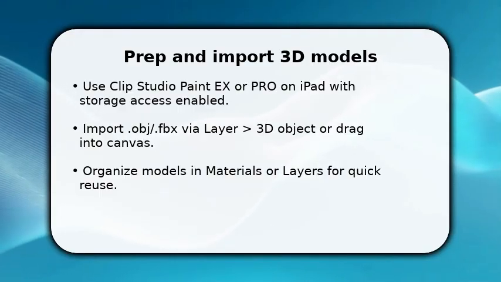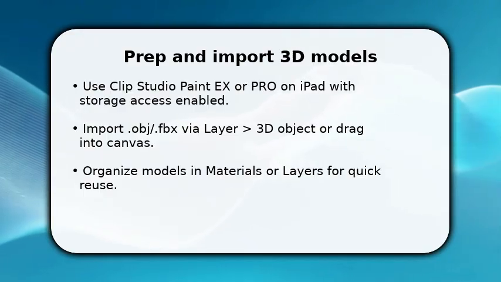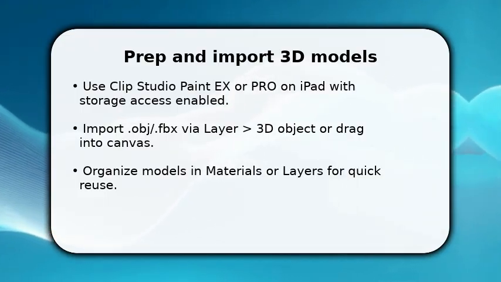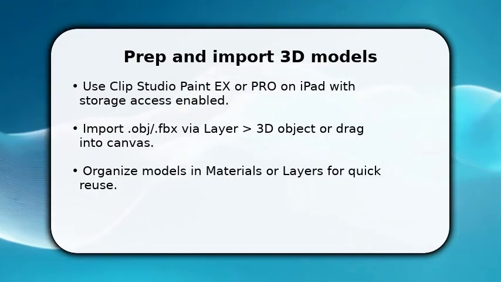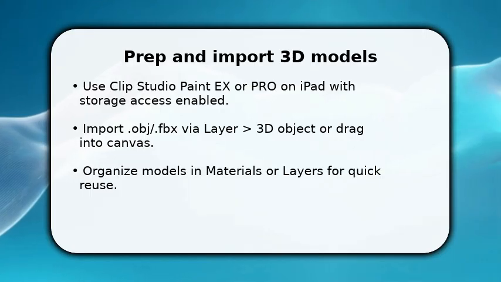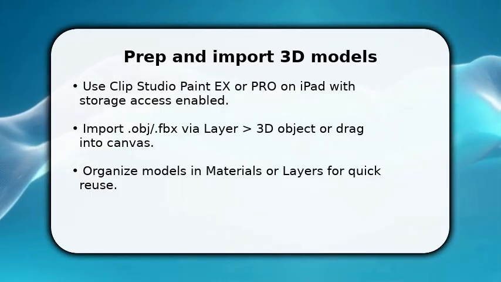You start by preparing the model and app permissions so nothing blocks the workflow. First, make sure Clip Studio has file access, and you save the 3D file to iCloud or local storage. This avoids import errors. Then import the model directly into the canvas using layer, 3D object, or drag and drop from files. Once done, immediately place the model on a new layer and name it so you can isolate and lock it while painting around it.